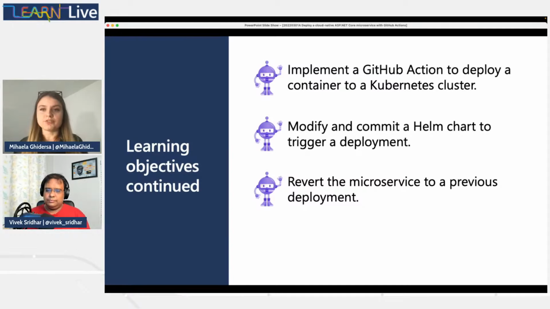Then we are going to modify and commit a Helm chart to trigger a deployment. As we did in the build part, where we triggered the build, we are going to do it for the deployment part. And last but not least, we are going to see how we can revert the microservice to a previous deployment. Let's say that maybe during production, some issue appears.